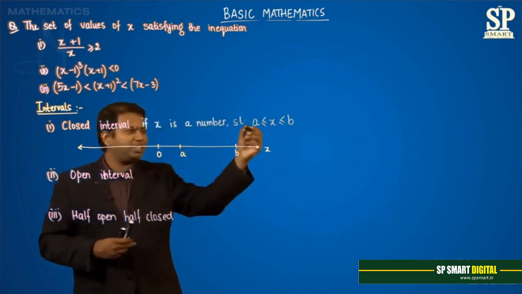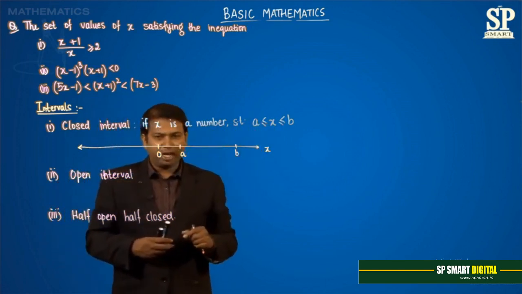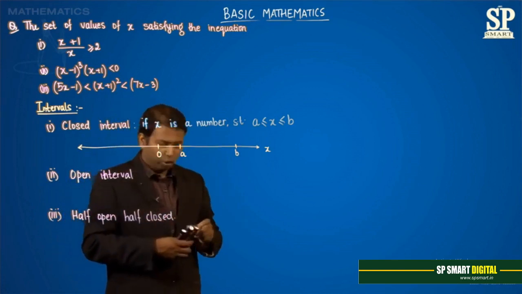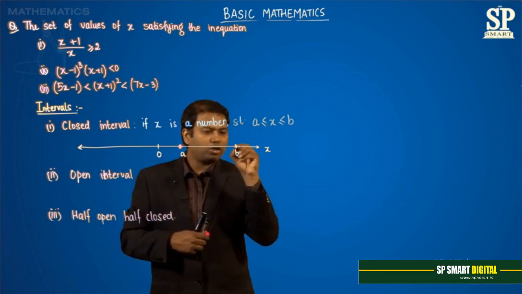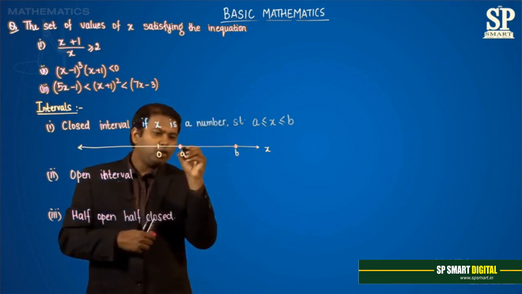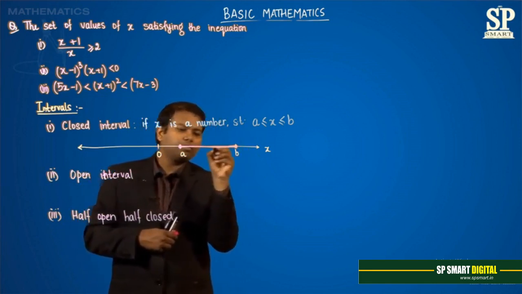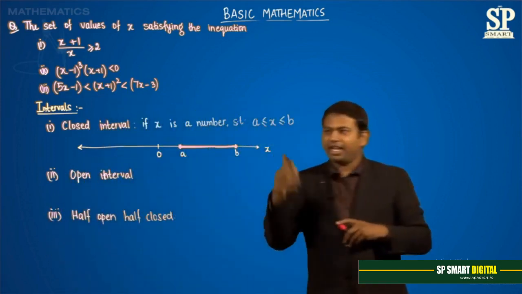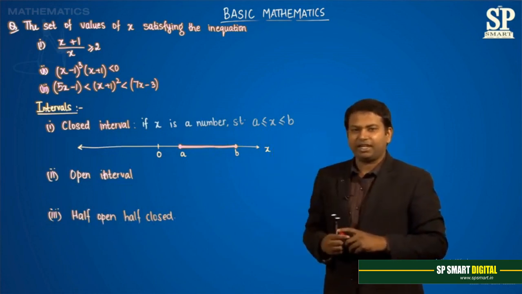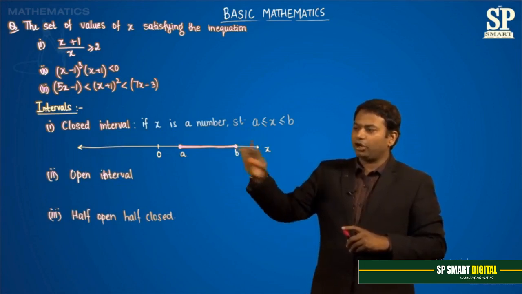Now in order to represent all the solutions, or all the x which lie in between A and B, including A and B, we do the following. We make a circle at the point A, which is colored, and then we highlight the portion between A and B. So this is how we represent the solution of x if A is less than or equal to x, which is less than or equal to b, on a number line.